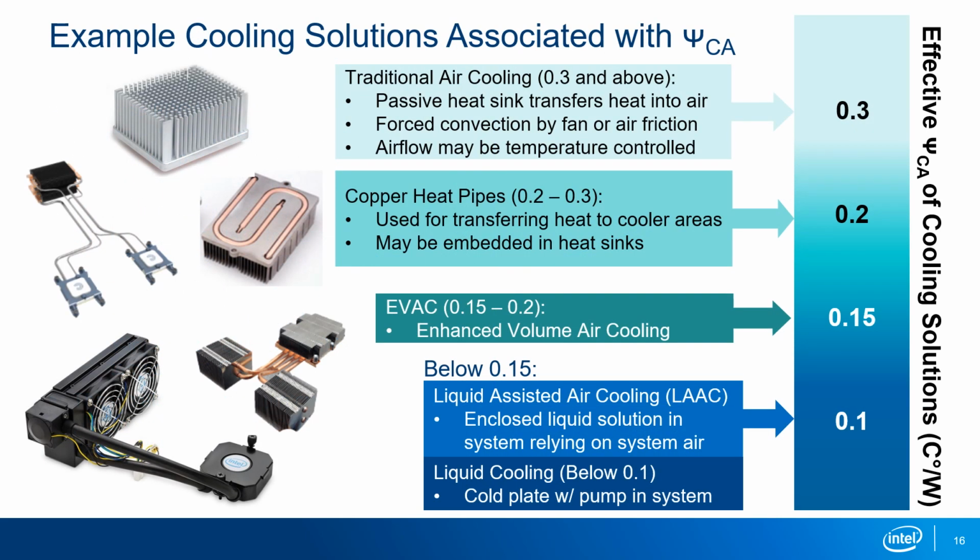Here are some examples of cooling solutions that can be associated with a size CA value. This slide gives a very high-level snapshot of what size CA translates to with input from Intel's packaging team. As you can see, a size CA of 0.3 and above is considered traditional air cooling, while anything below 0.15 moves more towards liquid cooling.